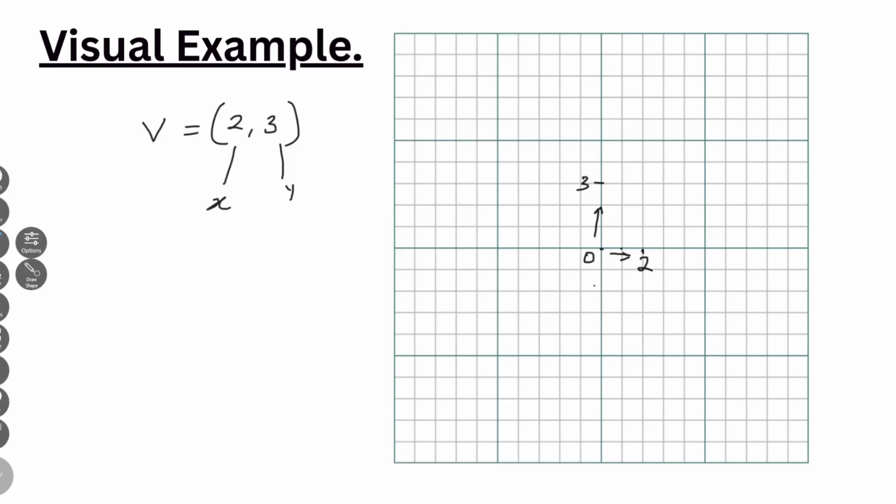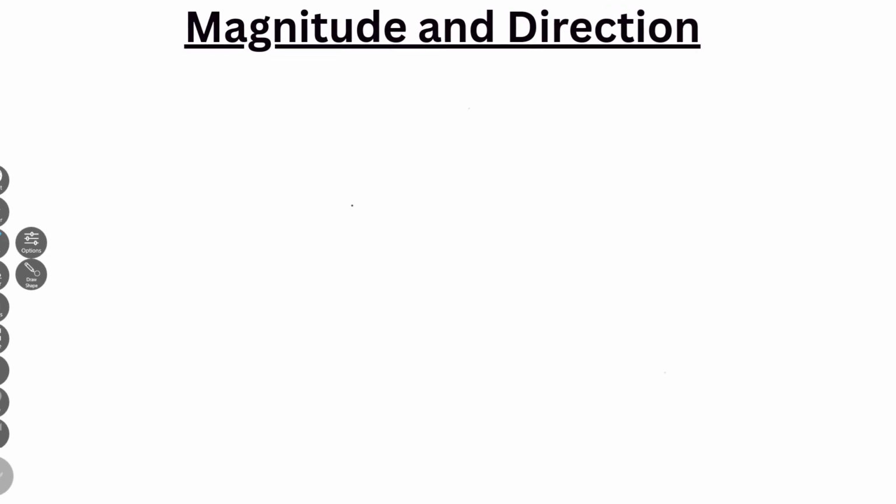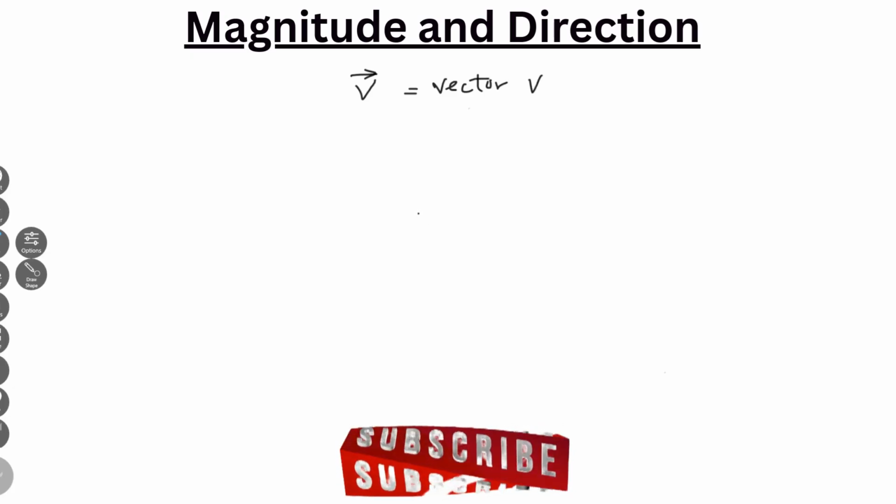Vectors are often represented as arrows because they show both magnitude, which is length, and direction. Let's look at how to find the magnitude and direction of a vector. Now, a vector is written in this form, for example, vector V with an arrow on top. This is called vector V. A vector has a length, or magnitude, and a direction.